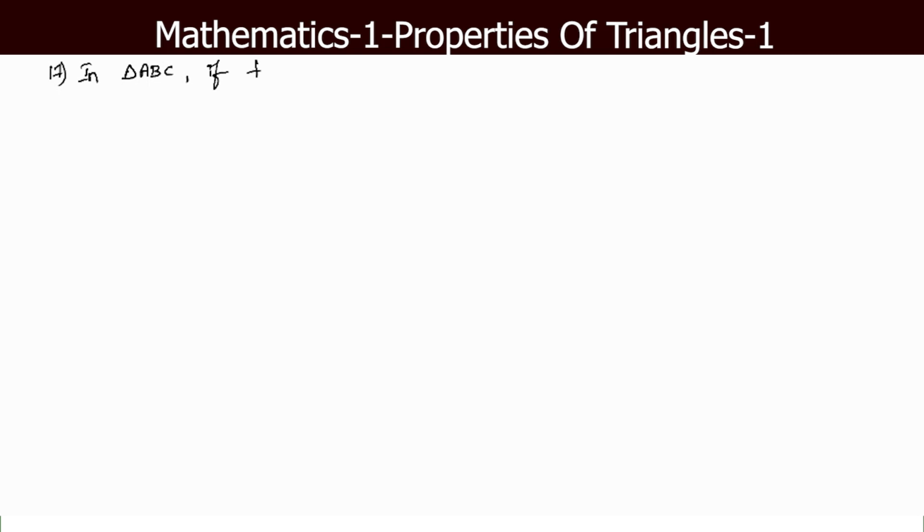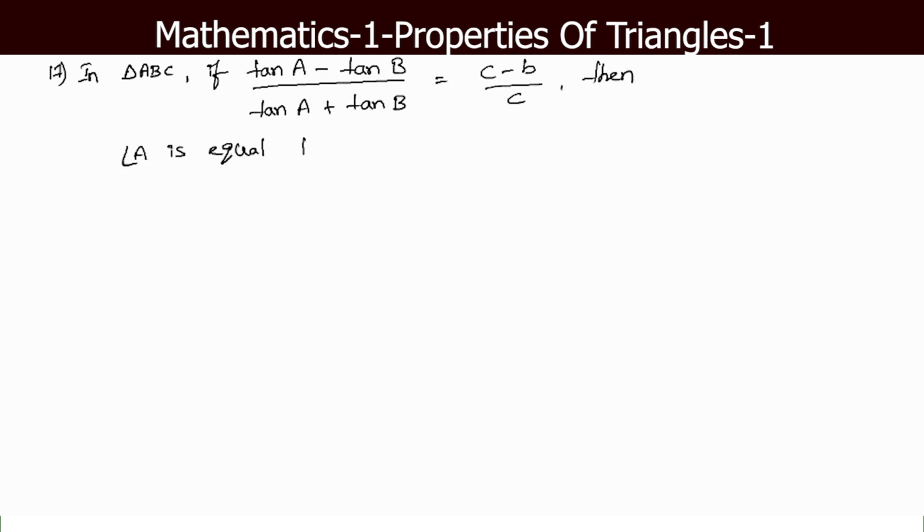Next, 17. In triangle ABC, if (tan A minus tan B) by (tan A plus tan B) is equal to (c minus b) by c, then angle A is equal to: 1, 30 degrees; 2, 45 degrees; 3, 60 degrees; 4, 5 pi by 12. Right.